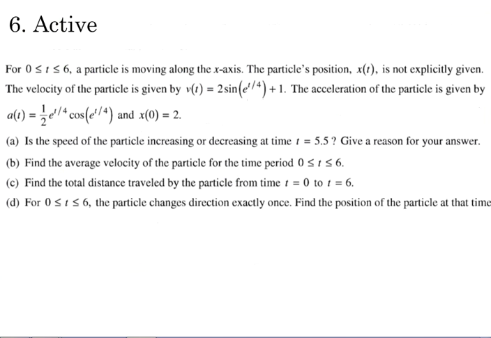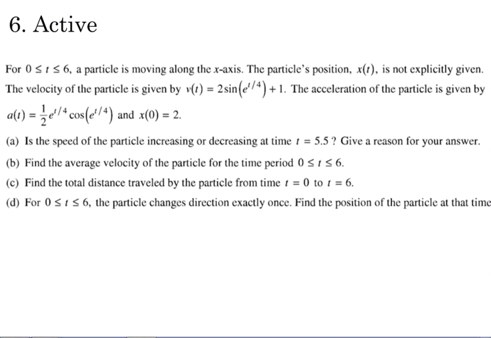Okay, let's look at number 6. I'm only going to do one part on number 6 because I think we've got the first 3 parts pretty down pat. Is the speed increasing or decreasing? What do we have to do? We have to compare the signs of velocity and acceleration at 5.5. It's calculator active, so you're just plugging them in. If they're the same, it's increasing. If they're opposite, it's decreasing. So that's part A.